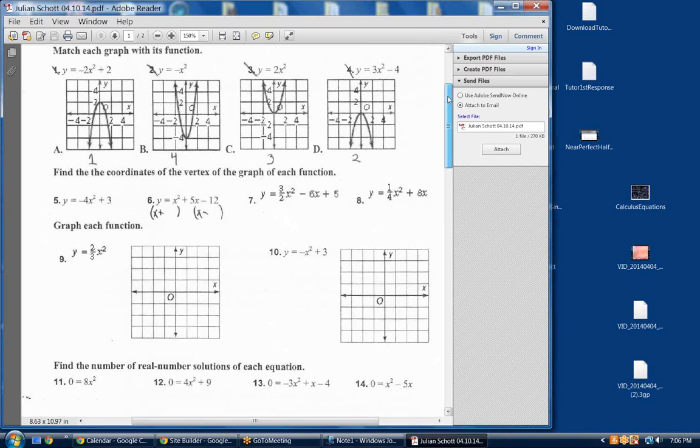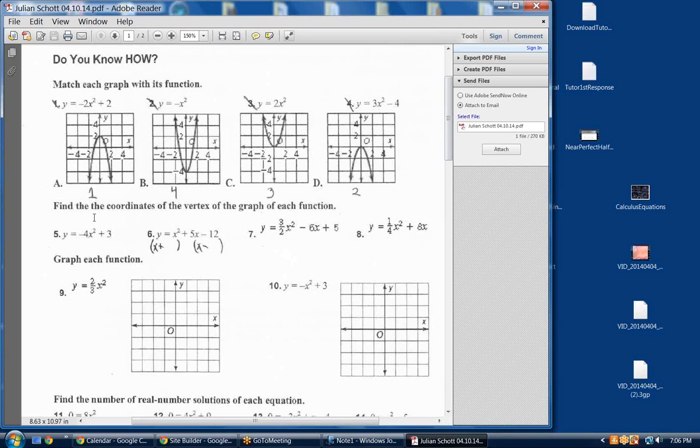Okay. Looks like you got these first four, correct? Do you have any questions about any of those? No. Okay. You know that the negative sign makes it go upside down, and that this is a vertical shift. It looks like that's clear to you. The coefficient in front of the x squared makes it skinnier. In other words, this coefficient 3 for this graph here, notice that that parabola is skinnier than this one over here.